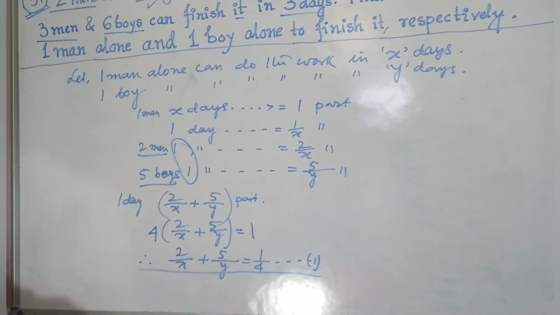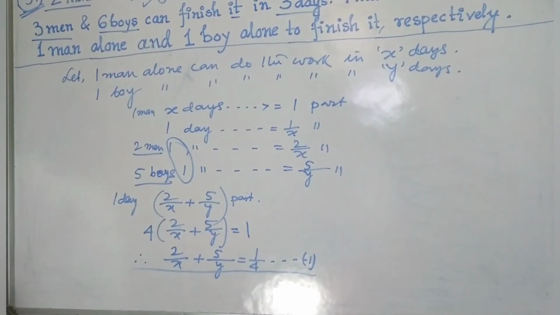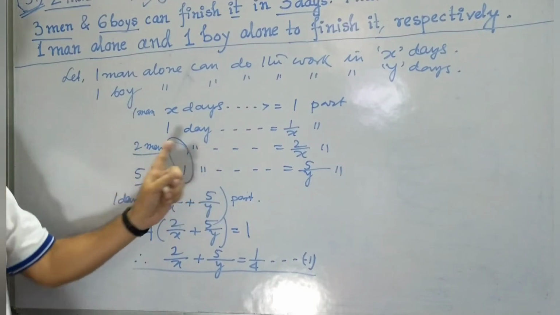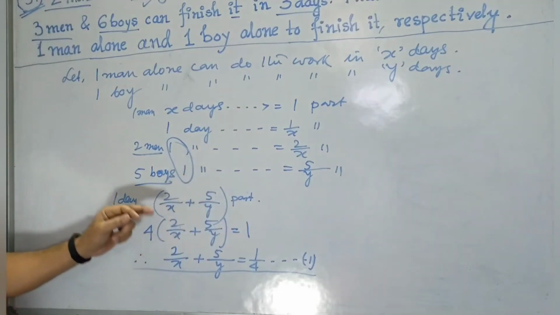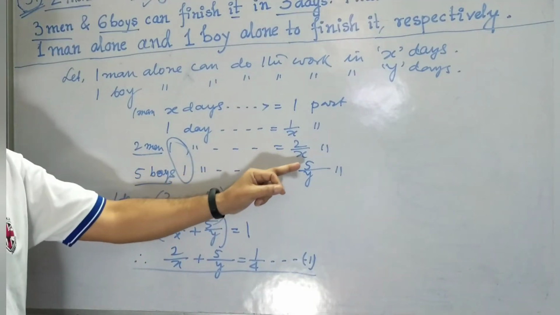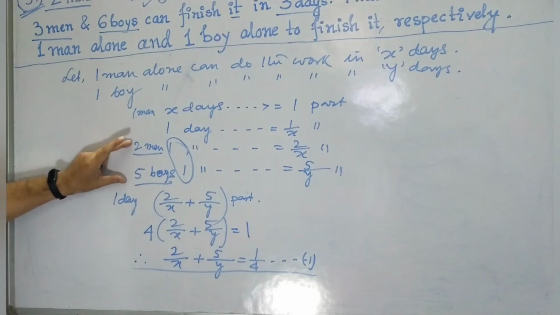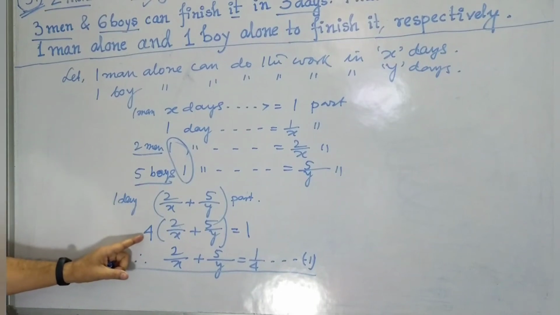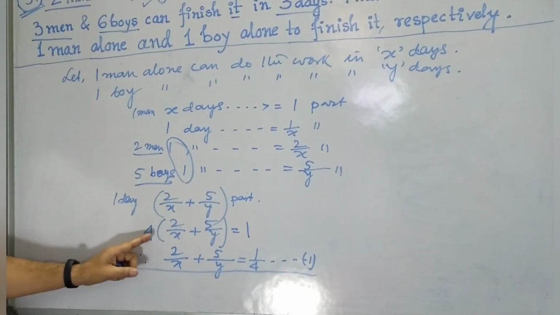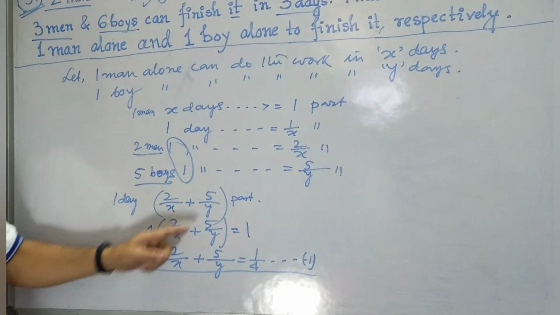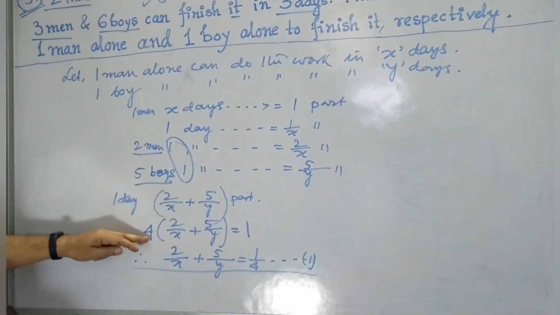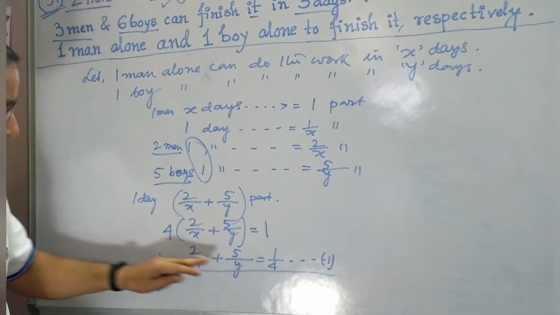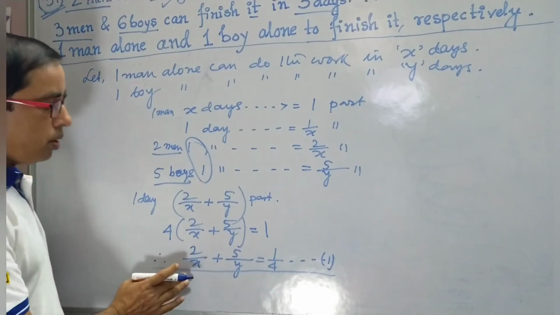Now, minutely try to understand this part. In 1 day, 2 men can do 2 by X part, and 5 boys in 1 day can do 5 by Y part. If both of them work in 1 day, they can do this part. So in 4 days, this will be multiplied by 4. And in the question it is told that in 4 days they completed the whole work. Whole work means one part. So if 4 goes that side, it will be 1 by 4. This is equation 1.